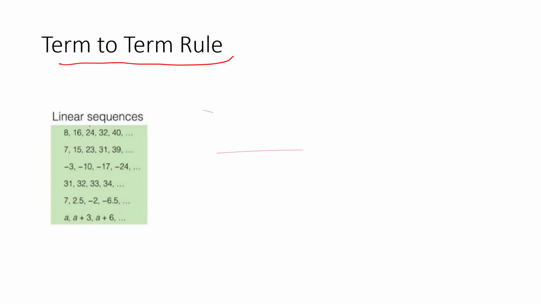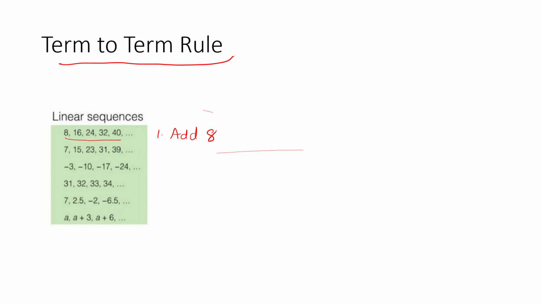Again, we will take the first example. The example we have already seen. Along with 8, I can add 8, then 16. Along with 16, add 8, 24. So simple, very simple. What is the term to term rule here for the first example? Add 8. That is the rule. Understand? That is the rule. Add 8. So this is the first term. Along with the first term, add 8. Then second term. Along with the second term, add 8.